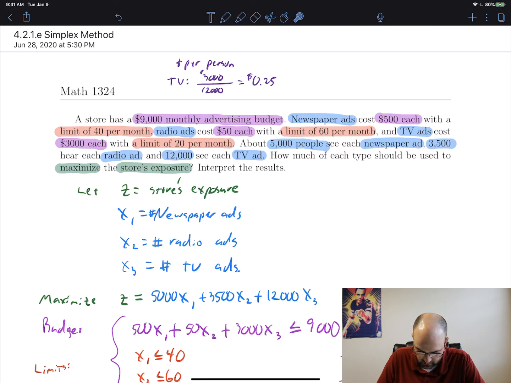Now let's look at the radio ads. For radio, what did we reach? Each radio ad reaches 3,500 people, and it costs $50. So it'd be $50 for every 3,500 people. I don't know that one off the top of my head. So that's 0.0143. I'll do it with that.